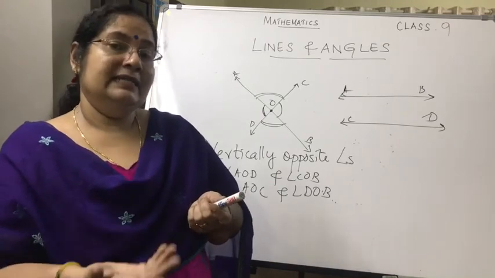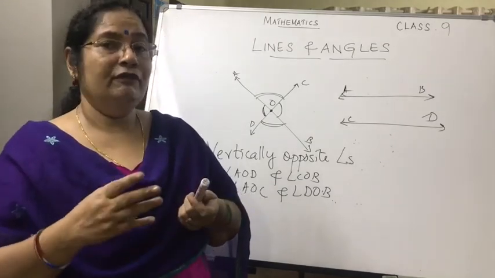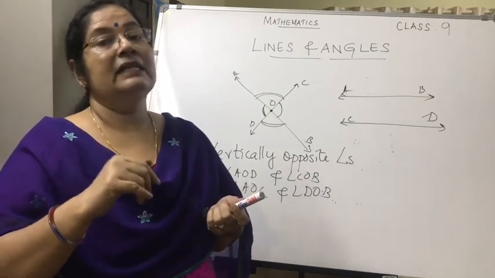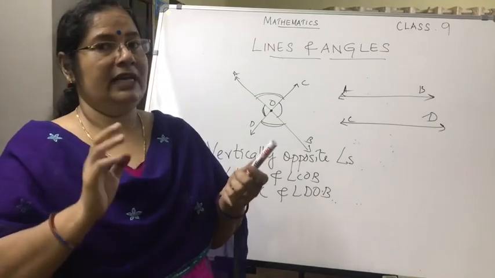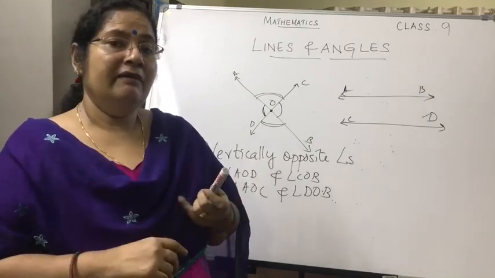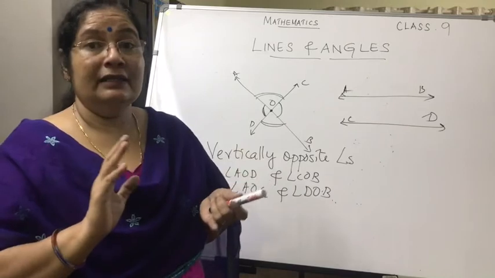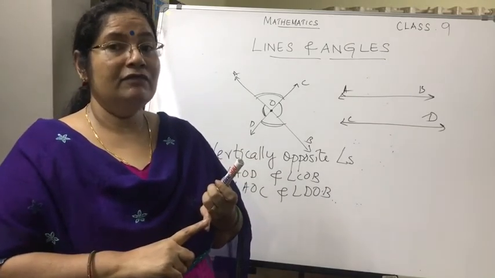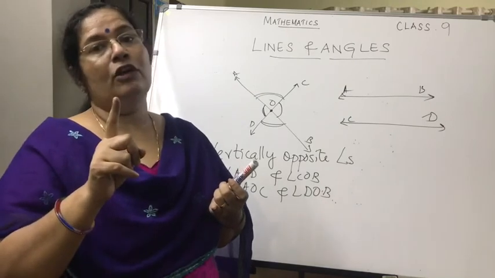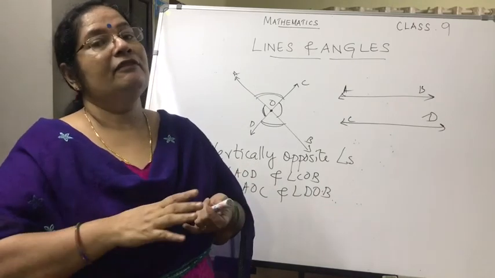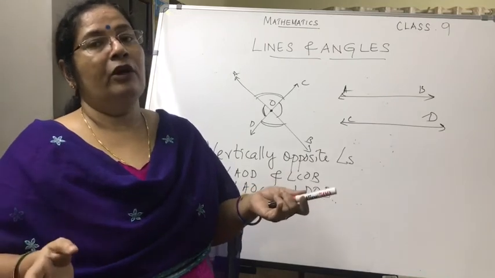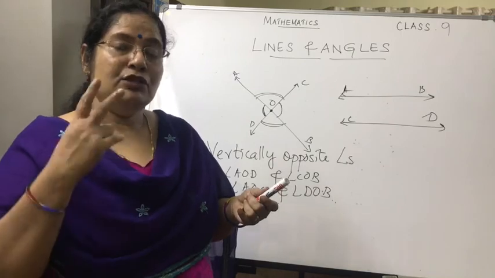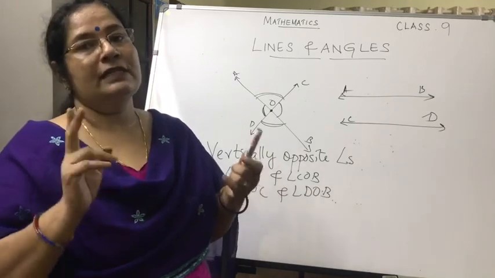Then adjacent angles, if the uncommon arms form a straight line, we call it by a different name, a linear pair. It is an adjacent angle only. Then we have different types of lines. Intersecting lines, two lines having one single point common, and parallel lines if they don't have any point common. Then based on intersecting lines, you have two pairs of vertically opposite angles.